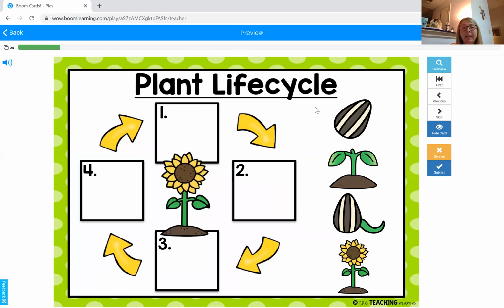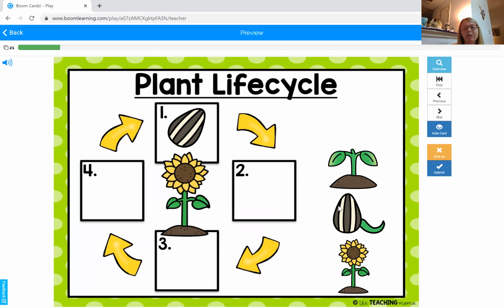All right, the plant life cycle. Just like plants grow, we grow too. We start off as babies, and then toddlers, and then we're children, and then we're teenagers, and then we're adults like mom and dad. But how does a plant start? It starts off as a seed, okay?